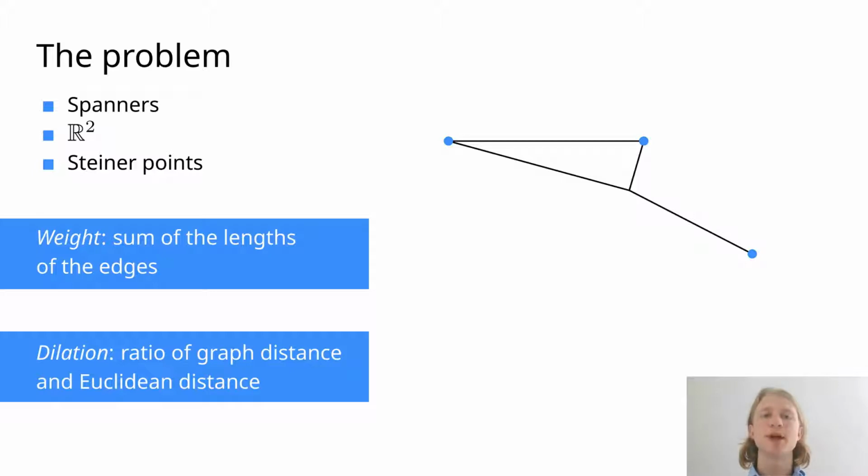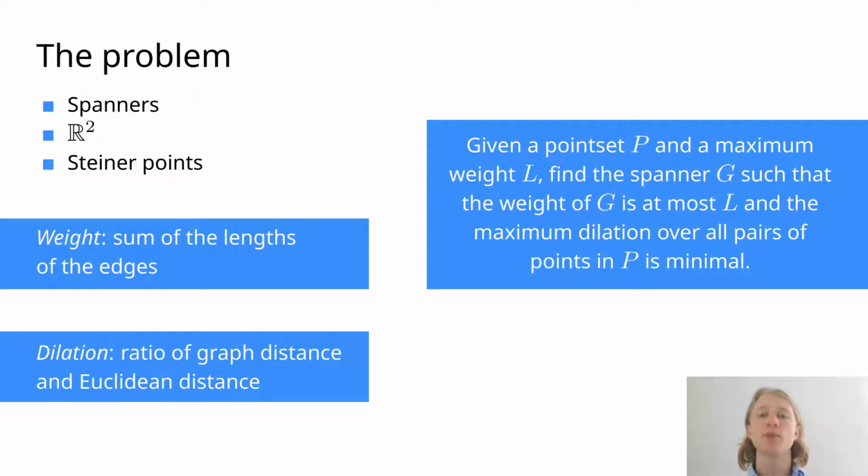We investigate spanners which are restricted in weight and have the lowest maximum dilation. We thus have a maximum weight, which we refer to as the budget, from which we want to construct a spanner which has the lowest maximum dilation over all pairs of points in the point set. We can now formalize the problem. Given a point set P and a maximum weight L, find the spanner G such that the weight of G is at most L and the maximum dilation over all pairs of points in P is minimal.